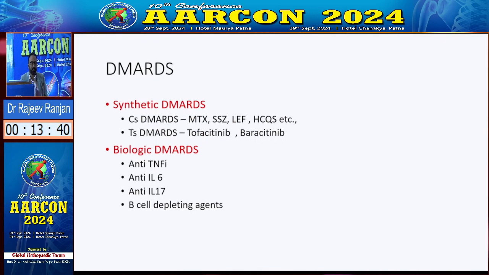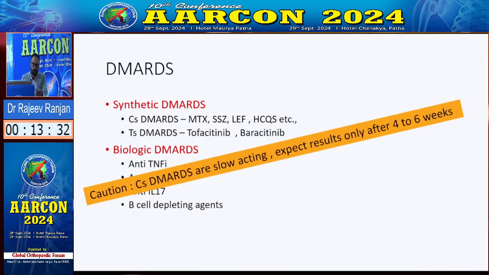For most of our patients suffering with rheumatoid arthritis, we begin with methotrexate, which is a conventional synthetic DMARD. One thing which we should know here is, when we start methotrexate, don't expect results immediately. Methotrexate and other conventional synthetic DMARDs are slow-acting drugs, and these drugs start showing their efficacy only after 4 weeks. So when you start methotrexate, don't jump to conclusions immediately. After 2 weeks, the patient comes back to you and says, I still have pain, and you shouldn't think that methotrexate is not working. So expect results of methotrexate only after 4 weeks or 6 weeks.